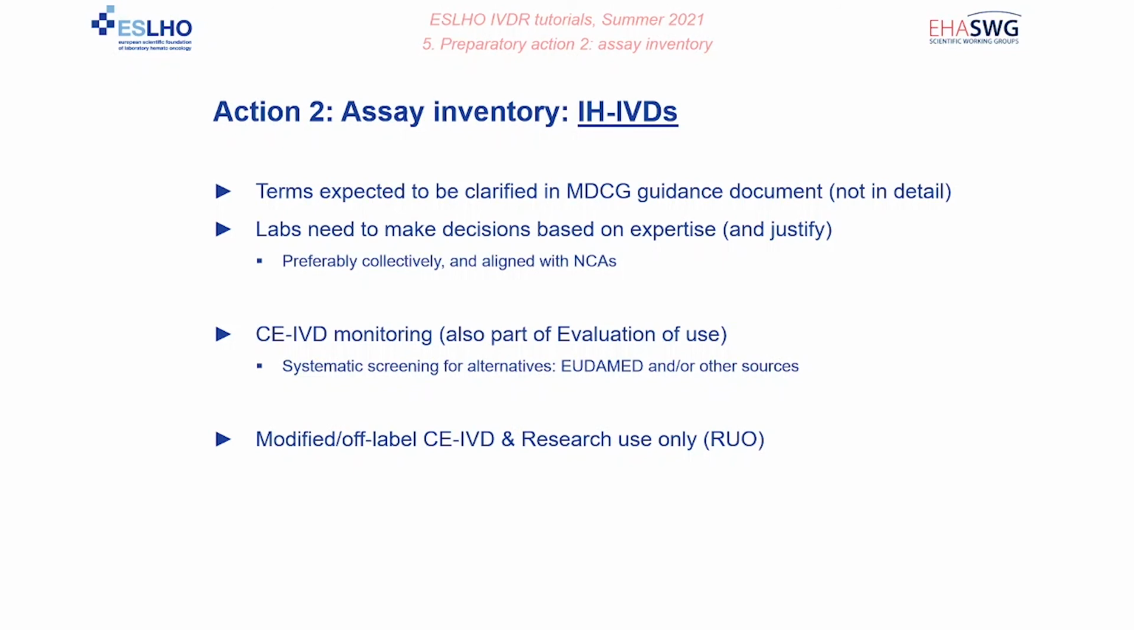Other sources can of course be used, such as literature, company searches, or your expert knowledge. Labs might prefer to still rely on their in-house devices if it is not yet clear that an appropriate alternative is available and will stay available. Finally, modified and off-label CE IVDs and research use only kits, RUO kits, will most likely be considered to be in-house devices, so the same Article 5.5 and Annex 1 requirements would apply to those tests.